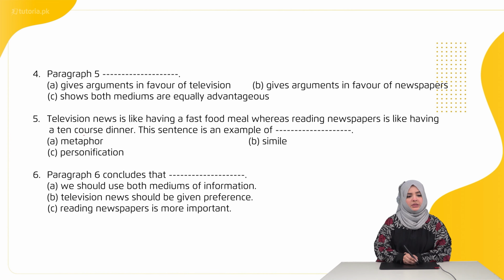Moving on to next MCQ, which is paragraph 5 dash. A, gives arguments in favor of television. B, gives arguments in favor of newspapers. C, shows both mediums are equally advantageous. It's again A option, which is gives arguments in favor of television.